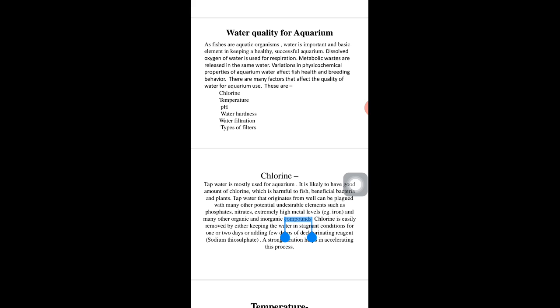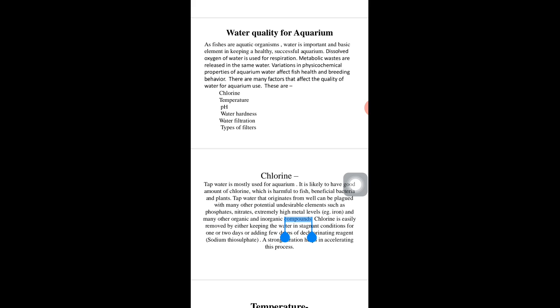There are many factors that affect the quality of water for aquarium use. These are chlorine, temperature, pH, water hardness, water filtration, and types of filters. First is chlorine. Tap water is mostly used for aquarium. It is likely to have a good amount of chlorine, which is harmful for fish, beneficial bacteria, and plants.